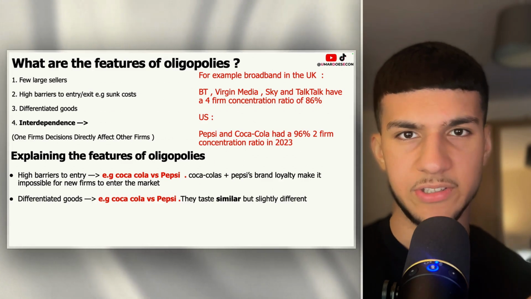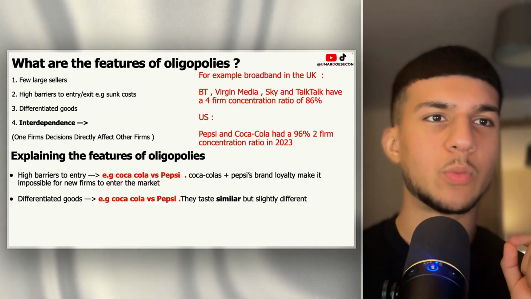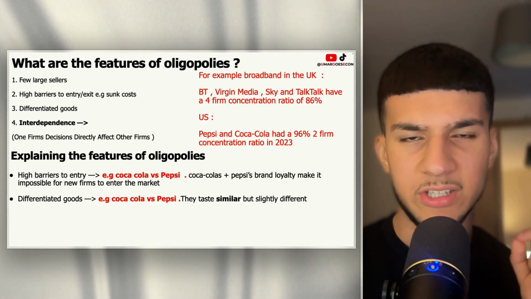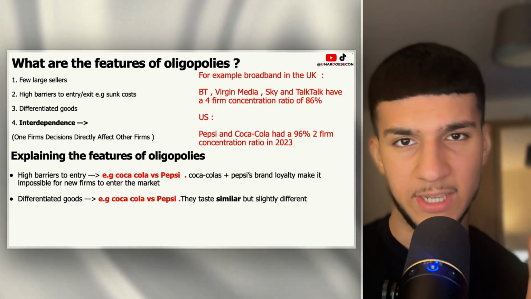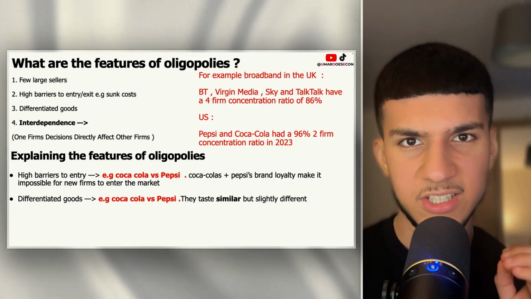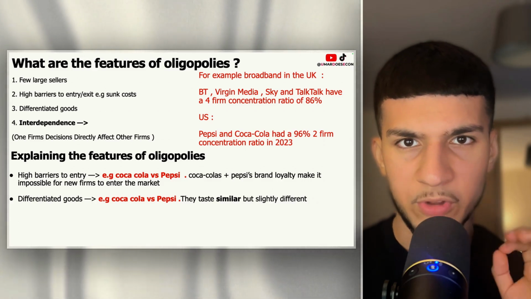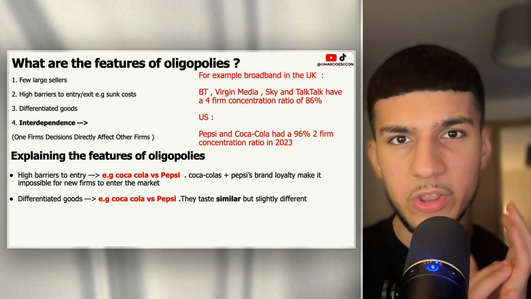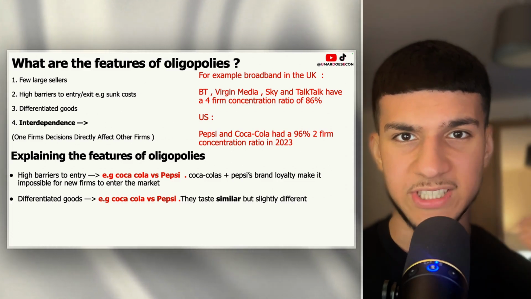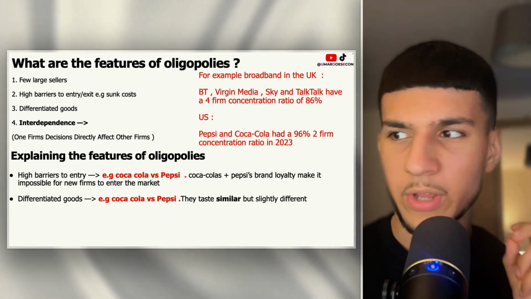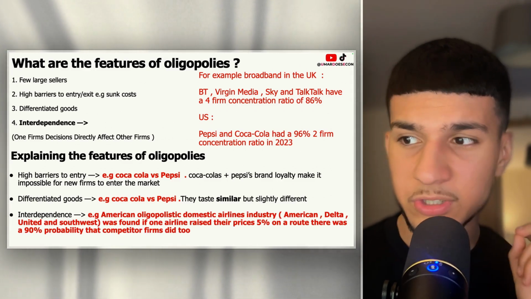Lastly, interdependence. The way we've defined this is one firm's decisions directly affect another firm. Now, what's one of the biggest decisions a firm has to make? Let's think back to the classical economic assumption. Firms are profit maximizers. Therefore, one of the biggest decisions firms make is price and how they are going to set their price. Now, the way I would explain interdependence is using this example.